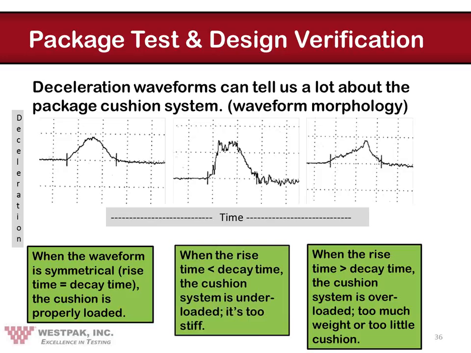So when you have a rise time that's very short relative to the decay time, you're underloaded. And then the other extreme is when your rise time is very long relative to the decay time. In other words, it takes this thing a long time to bottom out, which it eventually does. Oftentimes you'll see a higher peak acceleration here too. Then you know your cushion system in this particular case is overloaded. You have too much weight or too little cushion. So those are three of what we call waveform morphology issues that you can identify very easily from your package impact performance test. Okay.